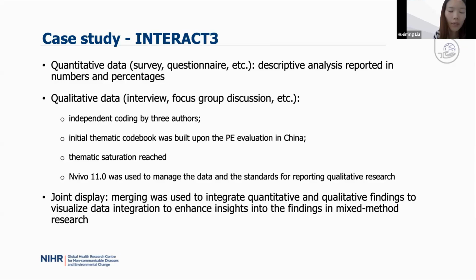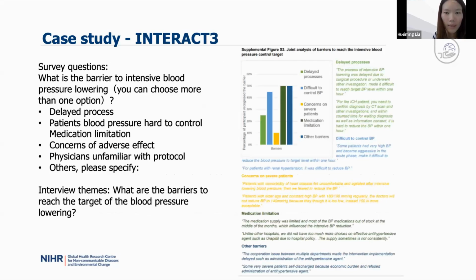To better integrate the qualitative and quantitative data, we used joint display to merge and match the results we got from both of the data types and try to visualize it through side-by-side tables and figures. So this is an example of the joint display that we had in the process evaluation in Interact 3.